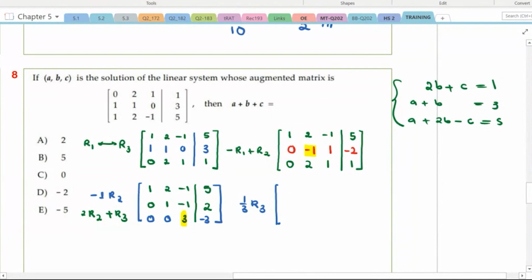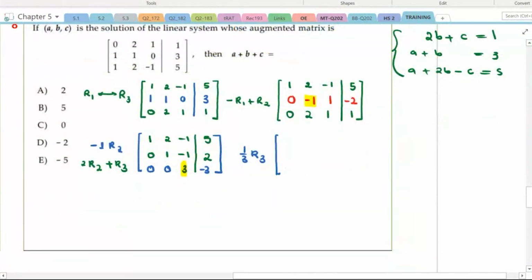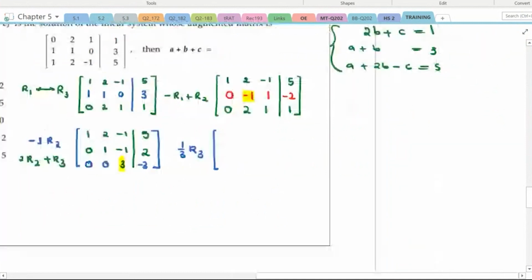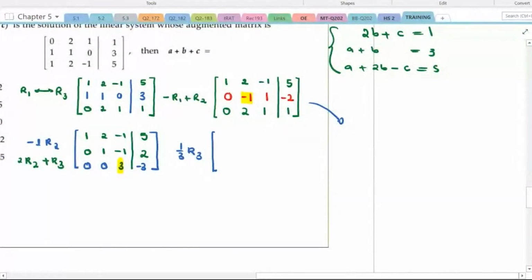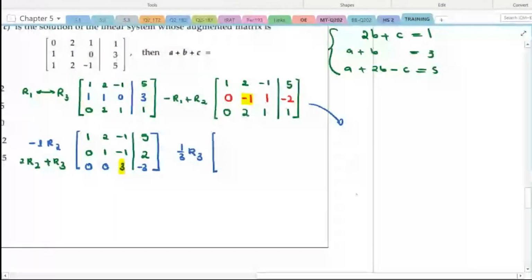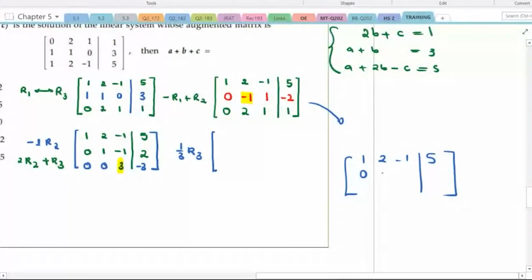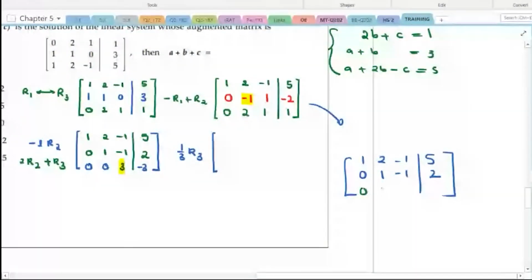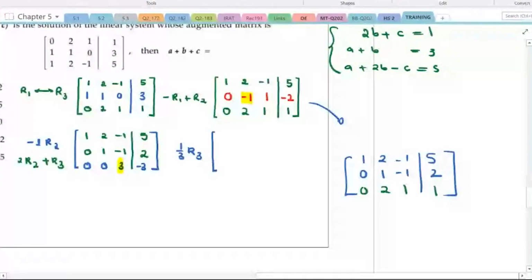Now, before I continue, some of the students may be asking the question, teacher, why don't I do this one like this one? I mean, I jump a step here. Instead of jumping the step, why don't I make it like this one? 1, 2, minus 1, 5. Then here, we have 0, 1, minus 1, 2. Then the odd row as it is, let me write it, 0, 2, 1, 1.